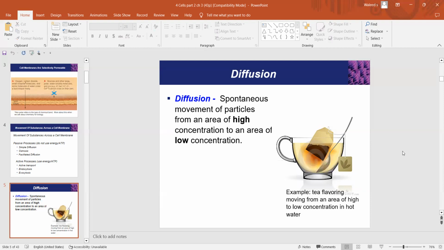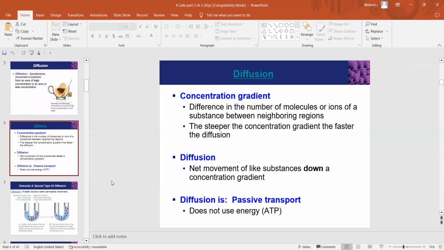So rule number one, diffusion means spontaneous movement, but most importantly, what? From high to low concentration. This is the key word. Diffusion, high to low concentration. Very important. Why is that very important? Because this does not need energy. You didn't do anything. Just put the tea bag. Without any energy, it will diffuse out from high to low.